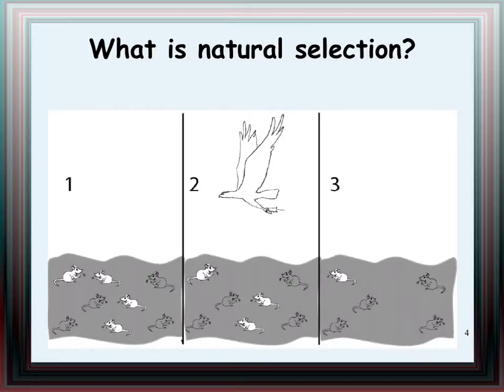So predation by the bird of prey is what we call a selection pressure. And selection pressures increase the chances of some alleles being passed on to the next generation and decrease the chances of others. So in this case, the alleles for dark fur have got a selective advantage over the alleles for white fur.